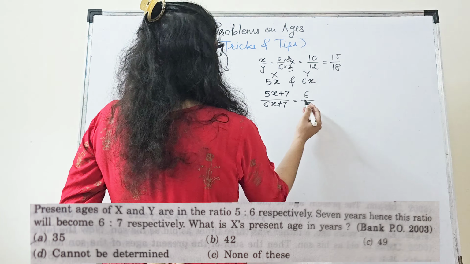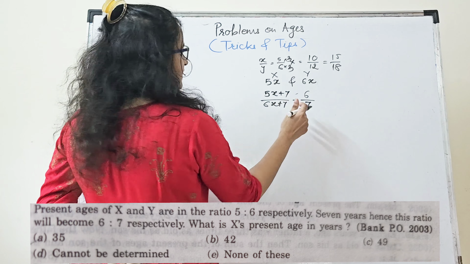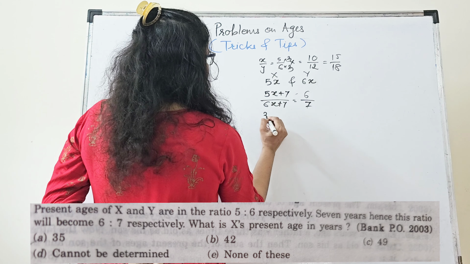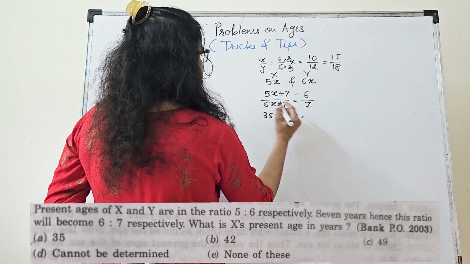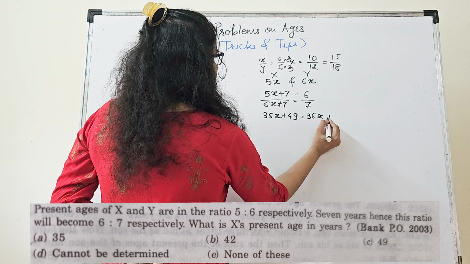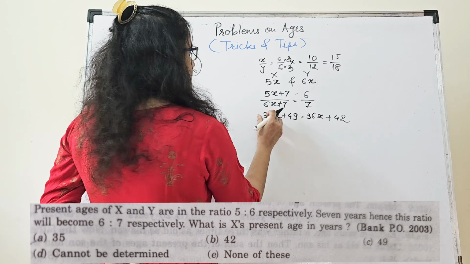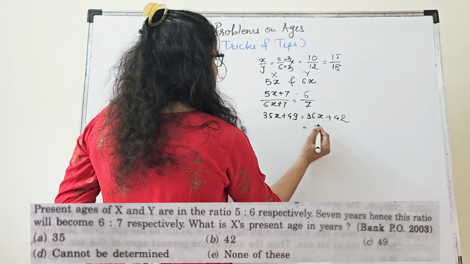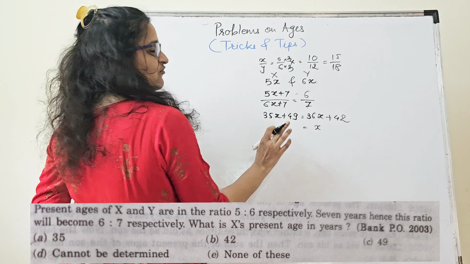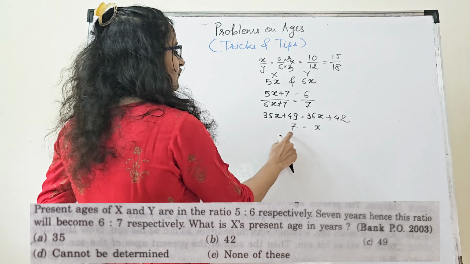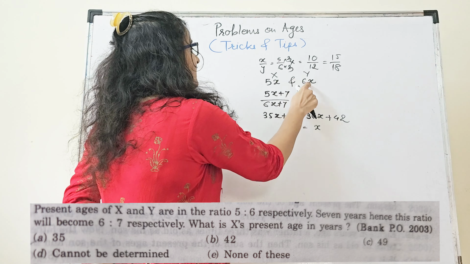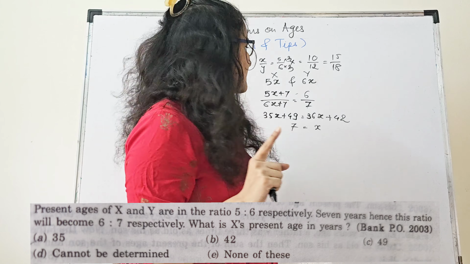And then we'll see further. So cross multiplication, what does it give you? 7 into 5x is 35x, plus 7 into 7 equals 36x plus 6 into 7 is 42, correct? So 36x minus 35x is x only, 49 minus 42 is 7, yes? So the value of x is 7. Okay, so that common multiple you got the value as 7.